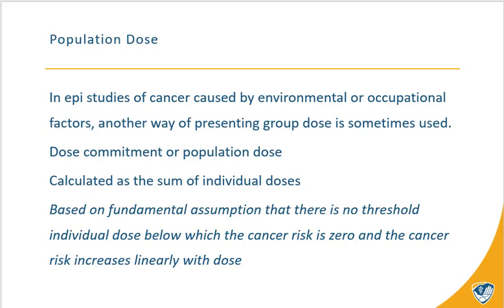Now looking at population dose, in epidemiologic studies of cancer caused by environmental or occupational factors, another way of presenting group dose is sometimes used, these being the dose commitment or population dose. It's calculated as the sum of individual doses. It's based on a fundamental assumption that there is no threshold individual dose below which the cancer risk is zero, and the cancer risk increases linearly with dose.